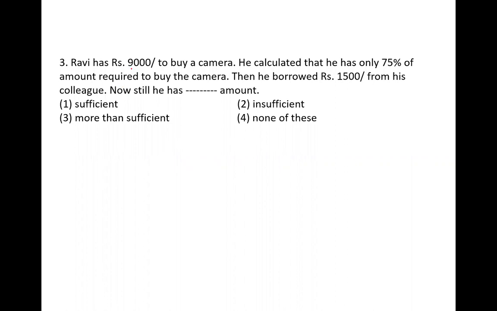Ravi has rupees 9,000 to buy a camera. He calculated that he has only 75% of the amount required to buy the camera. Then he borrowed rupees 1,500 from his colleague. Now still he has blank amount. So what will fill in from the options? See, he has how much amount? Only 75% of the amount required to buy the camera.